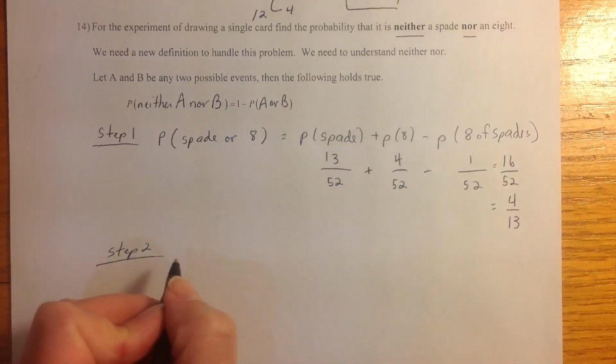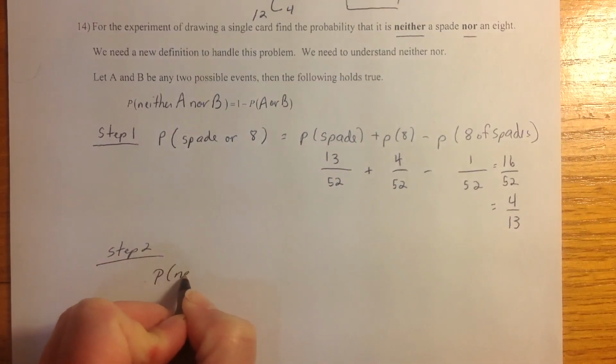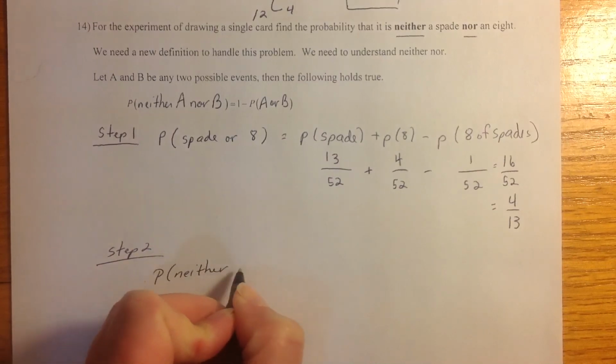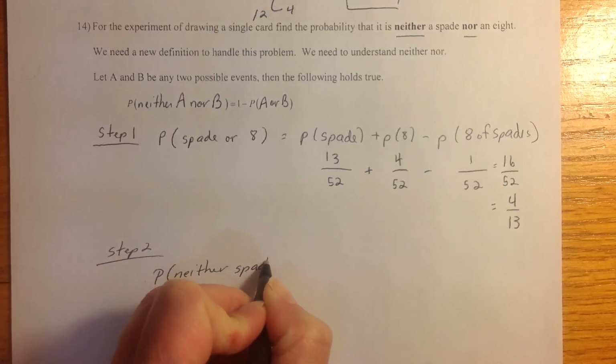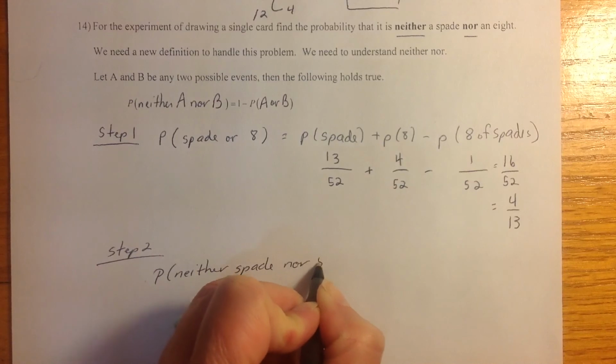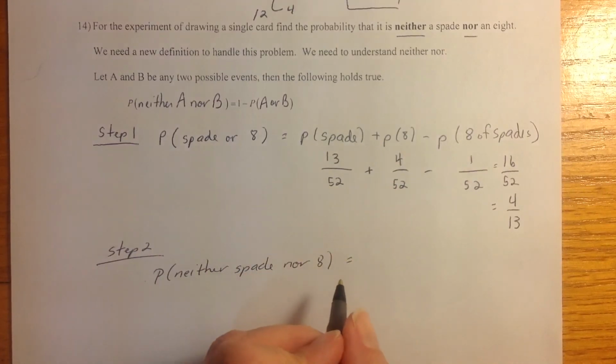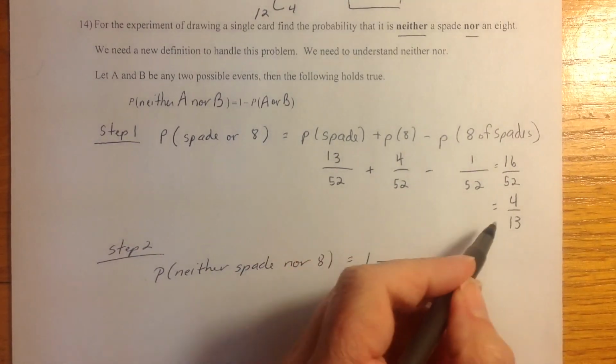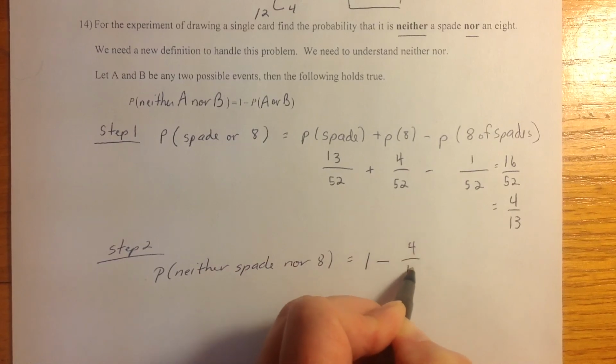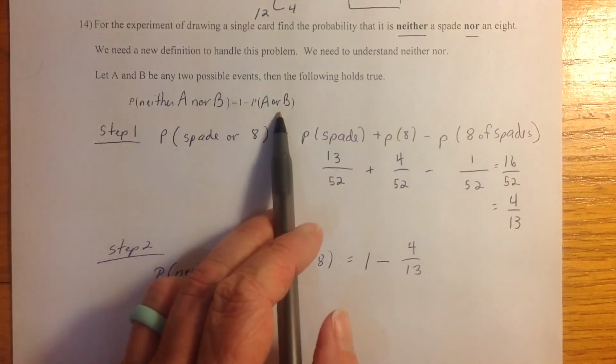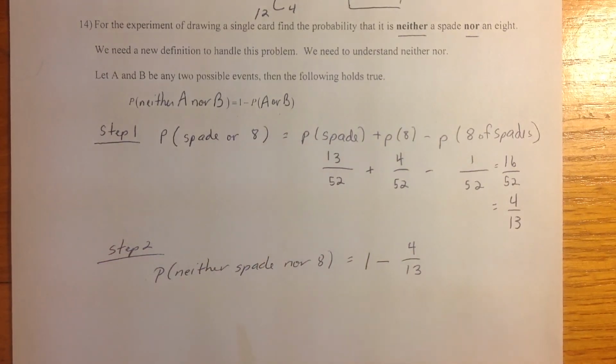So step 2 says the probability of neither spade nor 8 is equal to 1 minus what you just got, because it says 1 minus the or part. So you're going to take 1 minus 4/13 and you're going to get 9/13. So this would answer the neither nor question.